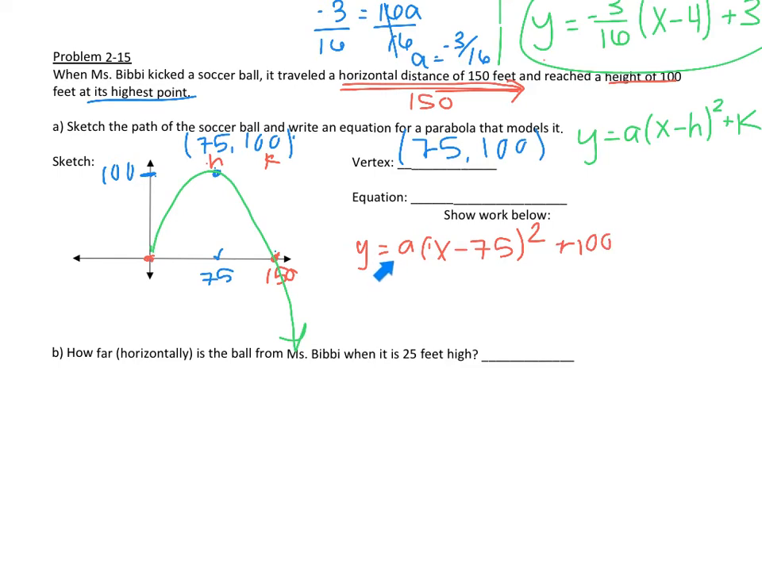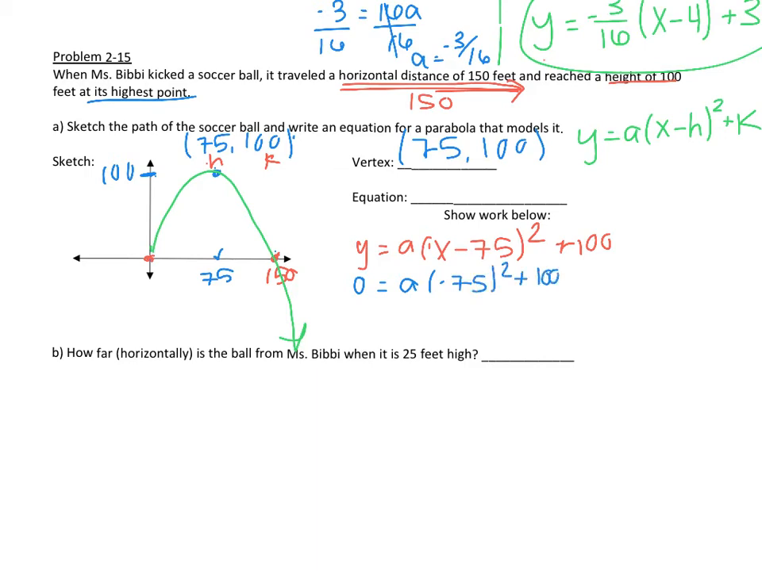I just need to know the value of a, or what is that stretch factor or compression or whatever it is that's making it get that exact shape. This is opening downward, so I should expect that to be negative. And I can choose a point on this parabola. Remember, I intentionally made mine start at the origin so that I can just plug in the point 0, 0 for x and y. So y is 0, a times 0 minus 75 squared, that's just negative 75 squared plus 100.